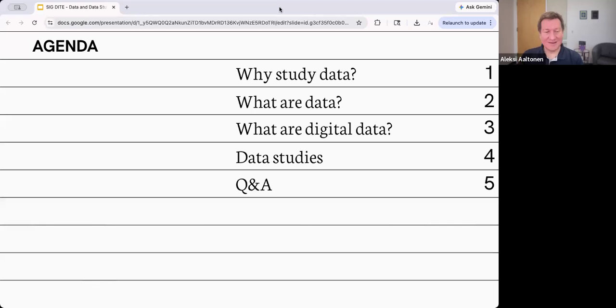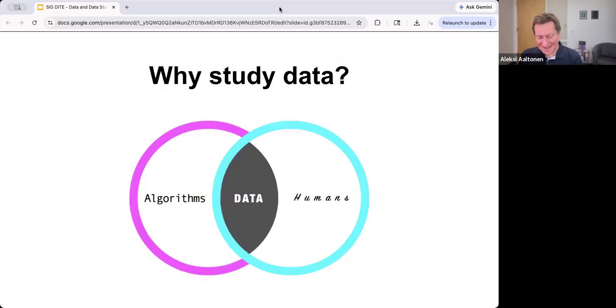So let's then start. So why study data? And before this, what do we mean by study of data? When I say study of data, we of course all use data for our empirical analysis, but that's not what we mean by the study of data. By study of data, we mean research that takes the data as a phenomenon from some angle as its object of study.